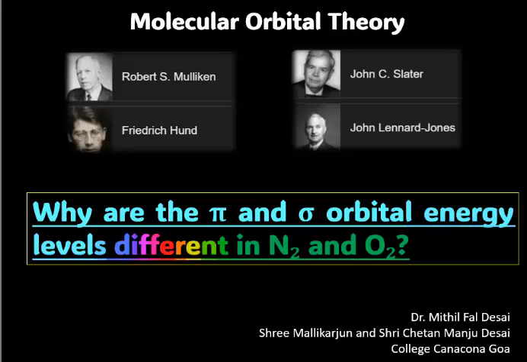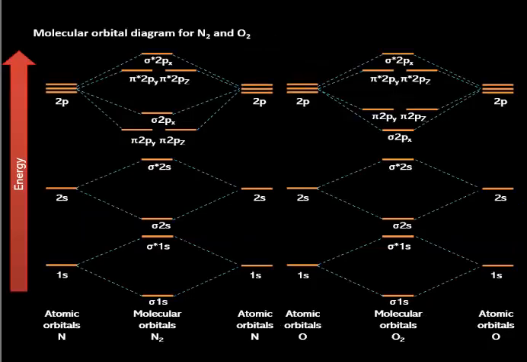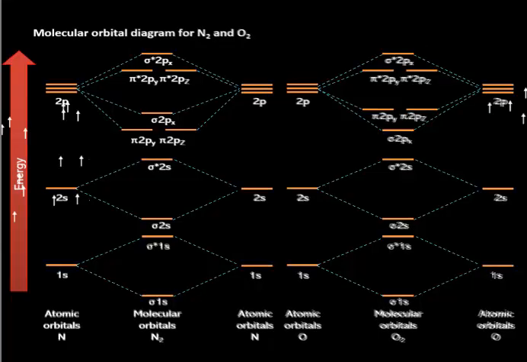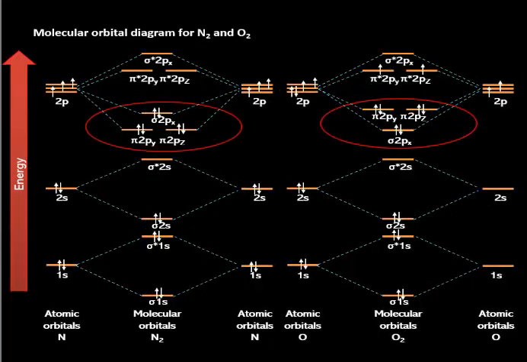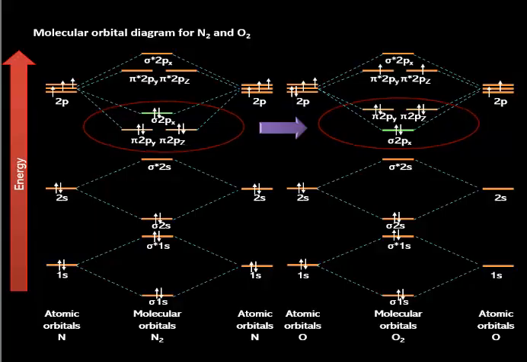Today, let's focus on an interesting question. Why are the pi and sigma orbital energy levels different in nitrogen, N2, and oxygen, O2? If you've looked at the molecular orbital diagrams of N2 and O2, you might have noticed a difference. In nitrogen, the pi bonding orbitals formed by lateral overlap of p orbitals are lower in energy than the sigma bonding orbital formed by axial overlap, but in oxygen, this order flips. The sigma orbital drops below the pi orbitals. So, what must be happening here?